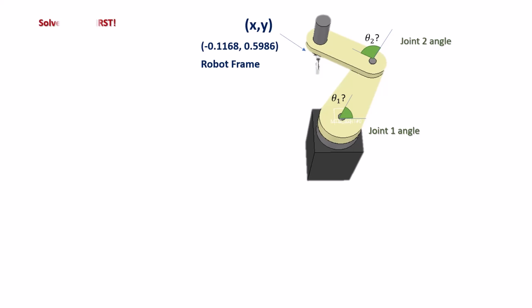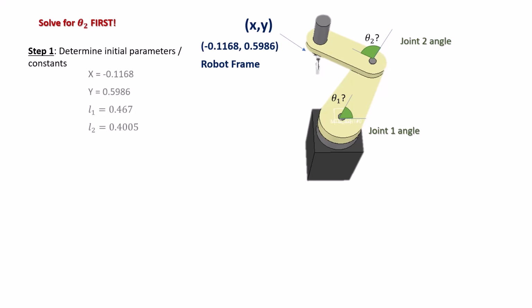So how do we do that? We'll solve for theta 2 first, or joint 2. The first step is to determine the initial parameters or constants needed. There are 4 parameters needed, which are x and y, the xy locations, and also the length of link 1 from joint 1 to joint 2. What is the length here? And also length of link 2 from joint 2 to joint 3.